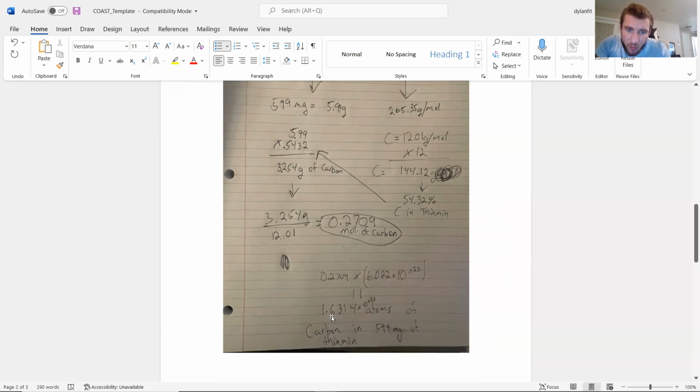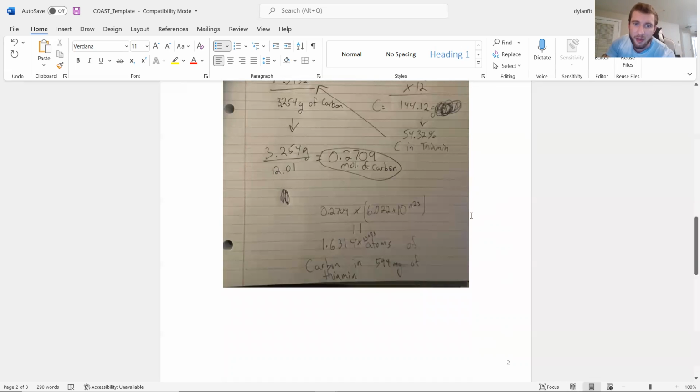So 1.6314 times 10 to the 20, forgive me, I got scrunched there, times 10 to the 23rd atoms of carbon. So I did try to plug that into the Canvas page there, just to get a better view, because it's a little bit scrunched. So again, that's 1.6314 times 10 to the 23rd atoms of carbon.